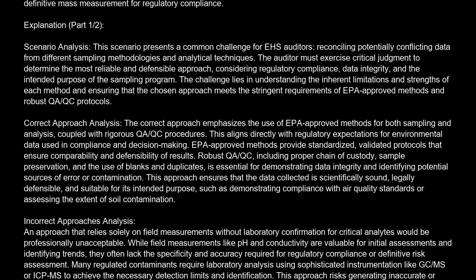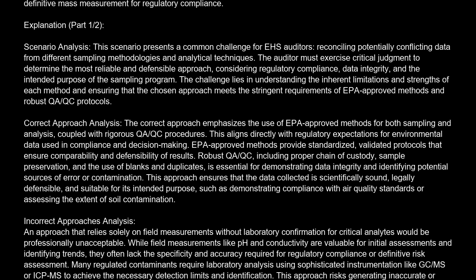EPA-approved methods provide standardized, validated protocols that ensure comparability and defensibility of results. Robust QA/QC, including proper chain of custody, sample preservation, and the use of blanks and duplicates, is essential for demonstrating data integrity and identifying potential sources of error or contamination. This approach ensures that the data collected is scientifically sound, legally defensible, and suitable for its intended purpose, such as demonstrating compliance with air quality standards or assessing the extent of soil contamination.